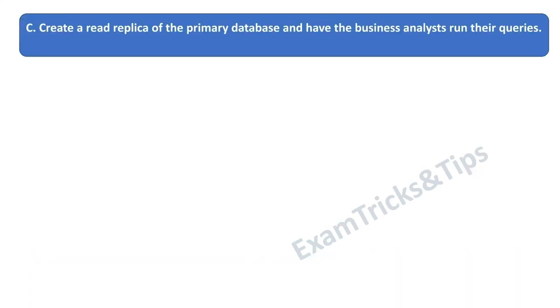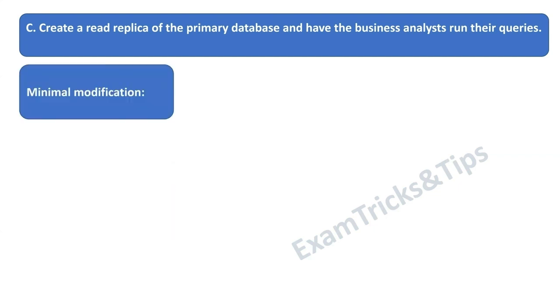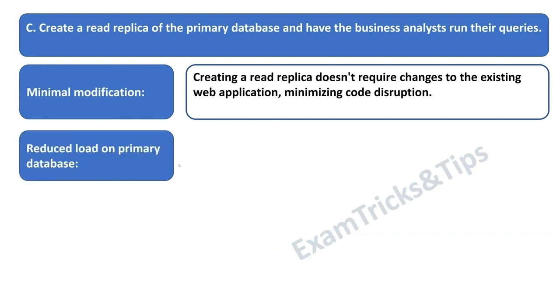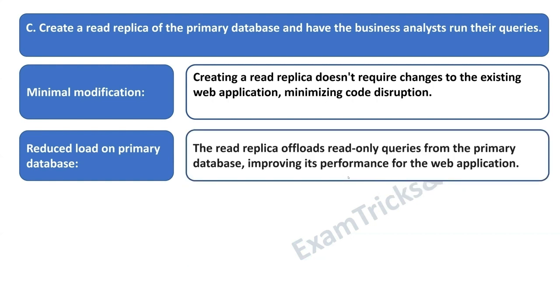So let's look at the advantages of the option we have selected and map it to the requirement. The first one is minimal modification. Creating a read replica doesn't require changes to the existing web application, minimizing the code disruption. That's one of the beauties of this particular solution, minimum modification. The second advantage is reduced load on the primary database. Because of the read replica, all your queries for the reporting application are going to the read replica. Thus, the overall load of your primary database is reduced because the web application is now getting dedicated access to your primary database, and it improves the performance of all your transactional queries.